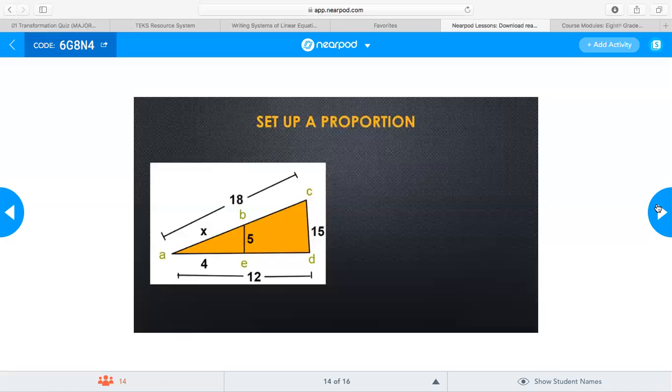Okay, so this is the last one we're going to do. This one's a little bit more complicated. Look at the figure. There are two triangles in this figure. Do you see the two triangles? Just take a minute and look at it. There's two triangles.